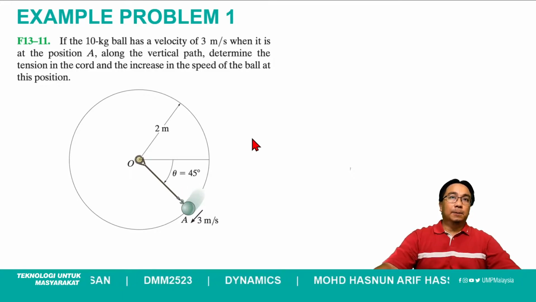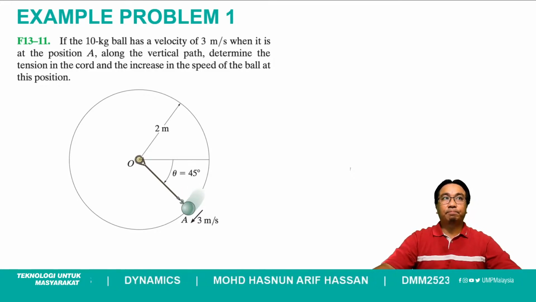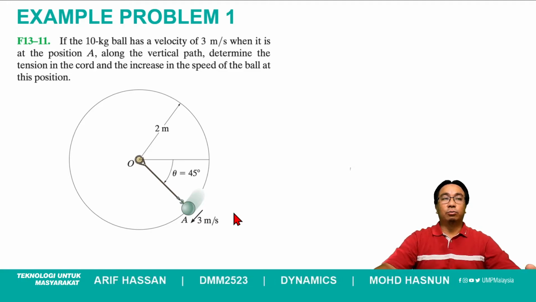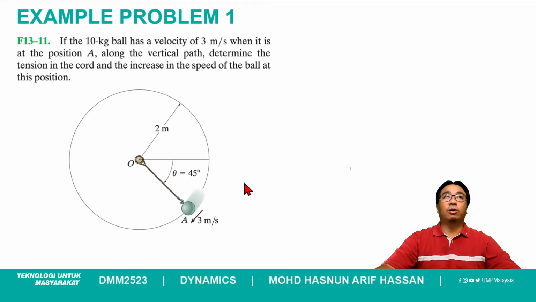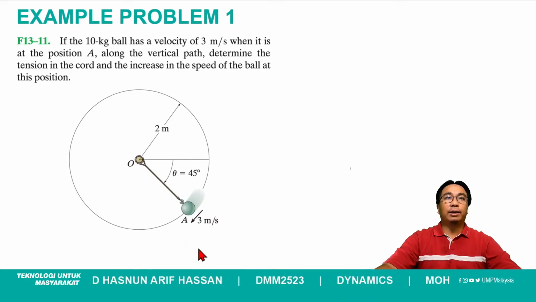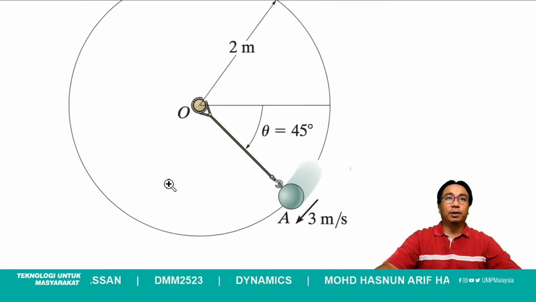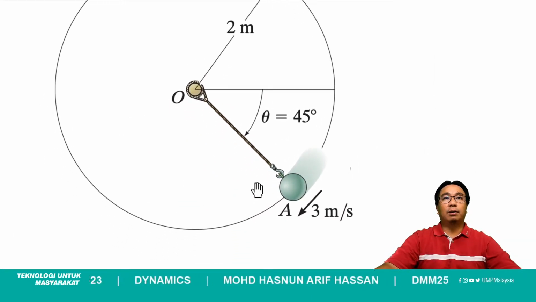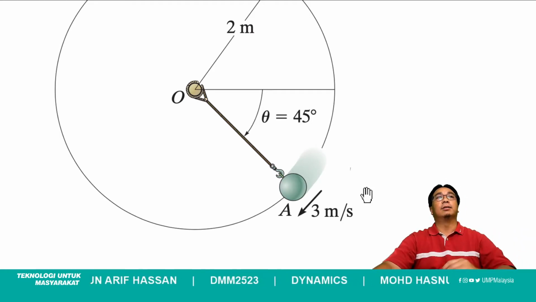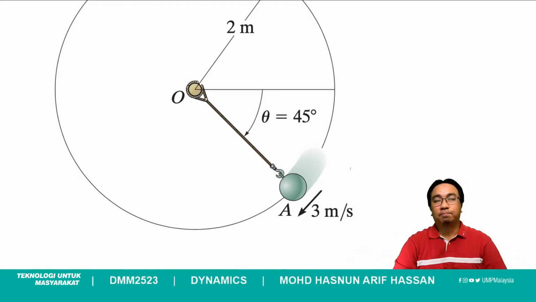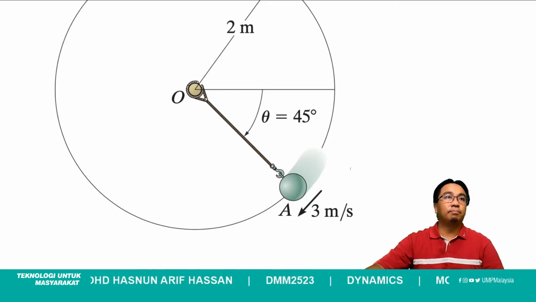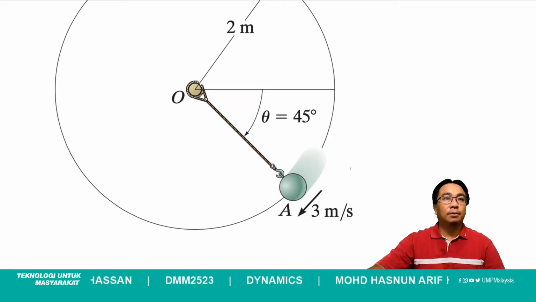So what do we do first? First, we need to define the coordinate system and draw the free body diagram. So let's draw the free body diagram of this ball. I'm going to zoom in here. So what force do you think is acting on the ball right now? How many forces do you think are acting on the ball? How many forces?